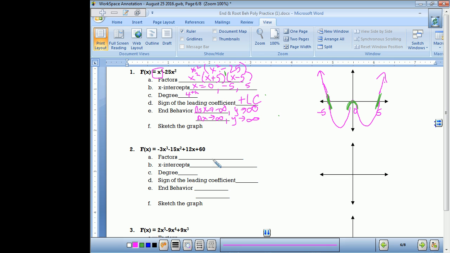I'm going to take a 3 out. I'm actually going to take a negative 3 out. Why? Change the sign. It makes that first term positive, that leading coefficient. We want that leading one to be positive. So if we factor out a negative 3, now I've got x to the third plus 5x squared minus 4x minus 20. If we have 4 terms, what do we try? We try to group them. So we're going to group the first 2, and then we'll group the second 2.